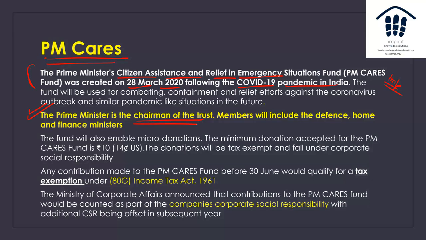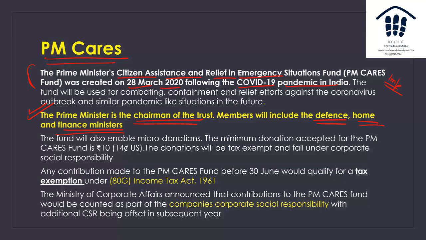So what are the features? The Prime Minister is the chairman of the trust, and interestingly they have members. The Defense Minister, the Home Minister, and the Finance Minister, the three senior-most leaders in the BJP, Rajnath Singh, Amit Shah, and Nirmala Sitharaman, along with Prime Minister Modi, are the trustees. So that's a good idea that obviously all of them can work together.